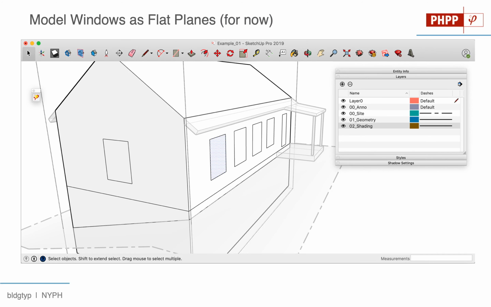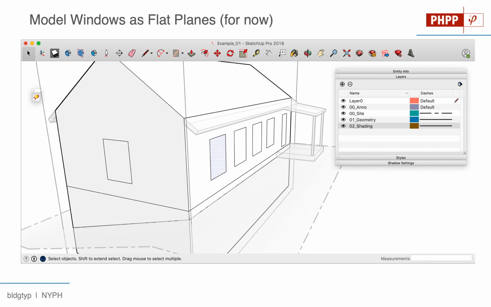Now, one other thing to note at this point in our modeling, so in the beginning, we're going to model all of our windows just as flat planes, coplanar with the wall or roof surface that they're hosted in. We're not going to give them any frames. We're not going to give them any glass. We're not going to give them any thickness. For now, we'll look at how we manage those in later steps. But for now, we're just going to model all of our windows as simple flat surfaces, just flat planes.